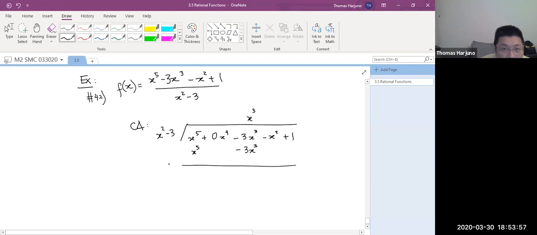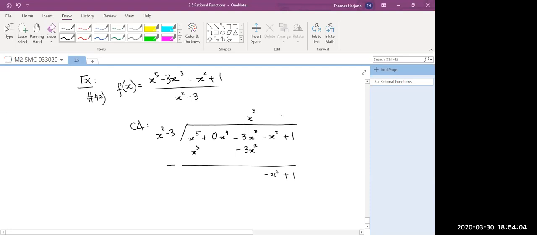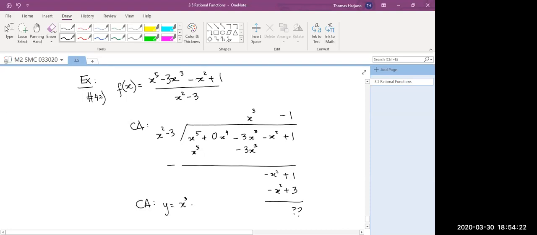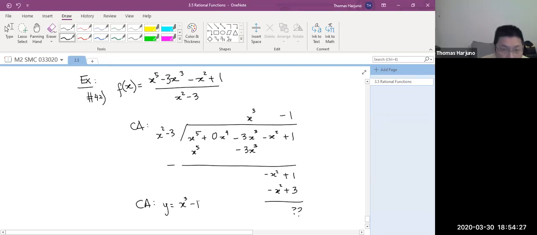Then I subtract. I get 0 here, 0 here, 0 here, and I get negative x squared plus 1, so this is minus 1, or negative x squared plus 3. I don't worry about this anymore, but then my curvilinear asymptote will be y equals x cubed minus 1. Now, to show you what the graph looks like, so that you understand what a curvilinear asymptote looks like, let's take a look at the graph.